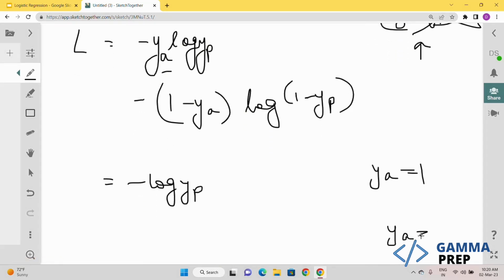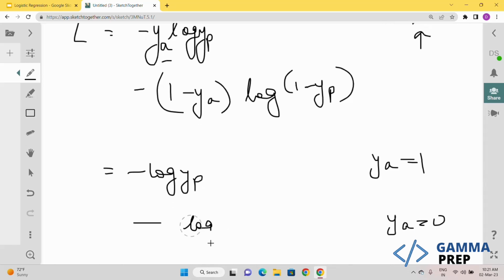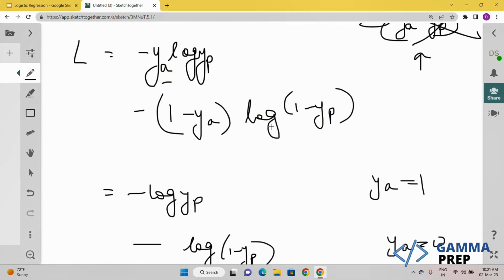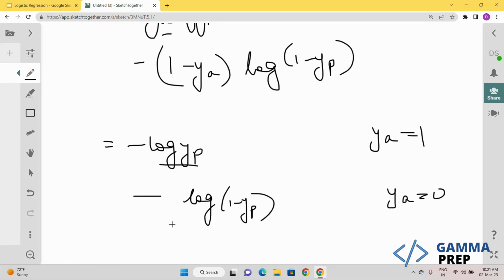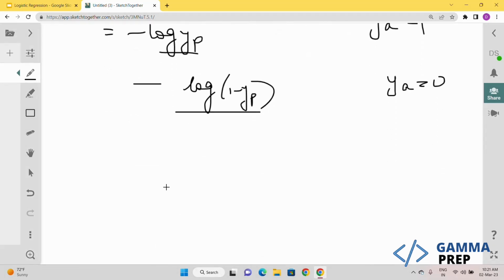When y actual is 0, what will happen? Minus 0 log y predicted will become 0, and then we'll be left with minus 1 minus y actual log 1 minus y predicted, which means 1 into log 1 minus y predicted. So what I'm trying to show you here is that both the terms won't remain. Either the first term will remain or the second term will remain. So either your loss would be this or your loss would be this. And then you have to add the losses for all the points and try to minimize it. And this is solvable to give us the global minimum.